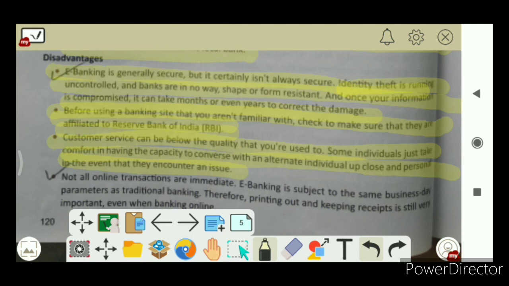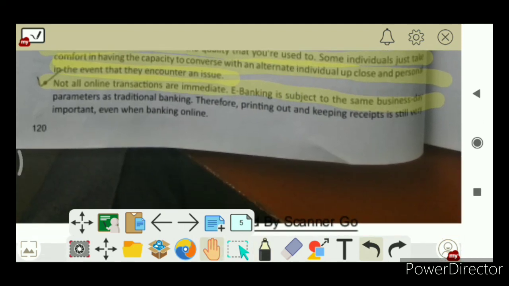Now, not all online transactions are immediate. E-banking is subject to the same business day parameters as traditional banking. Therefore, printing out and keeping receipts is still important even when banking is online.